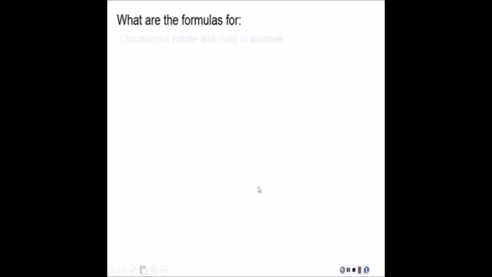Okay. So here's one for you to try. What are the formulas for chromium 3 nitride and gold 3 bromide? So what we need to do is come up with the ions for both. So chromium 3 and chromium 2 and gold 3 you could get just by looking at the Roman numerals. Nitride and bromide, you might want to check your periodic table.